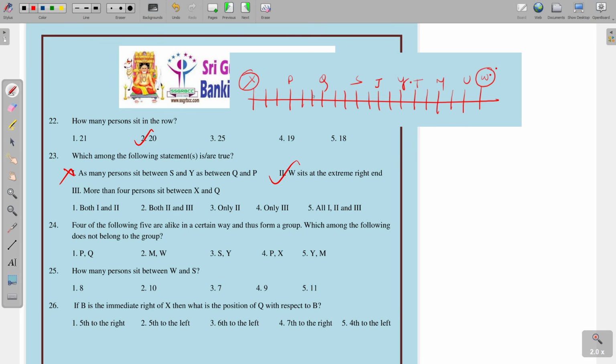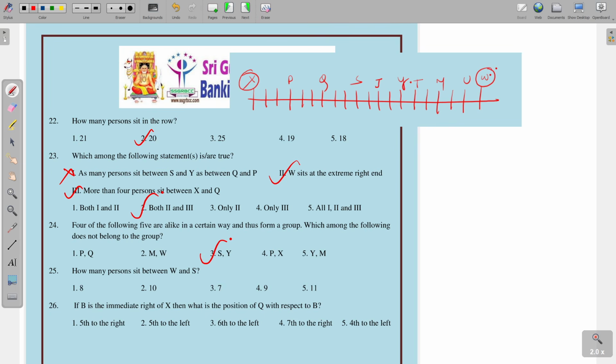So X here, Q here. So 1, 2, 3, 4, 5. So only 2 and 3 are correct. Question number 24. Which among the following does not belong to the group? So P and Q, between both 2 persons are there. M and W, there are 2 persons between both. S and Y, there are 3 persons. P and X is also 3 persons between both. Okay, what is the odd one?